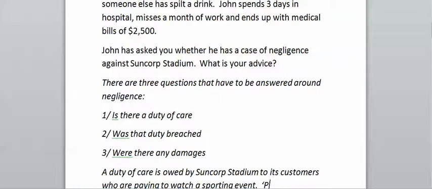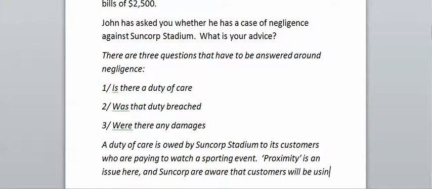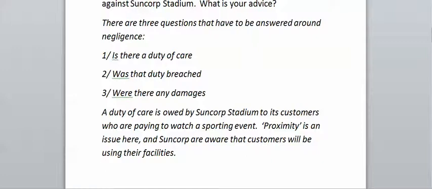Now, I want to try and bring in some of that second level stuff, not just is there a duty of care? What are some of the things that suggest there needs to be a duty of care? And one of those is proximity. Right. Proximity is an issue here, and Suncorp are aware that customers will be using their facilities. So there you go, that's the first thing.